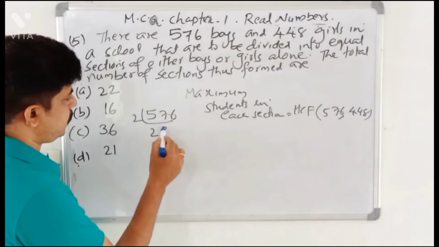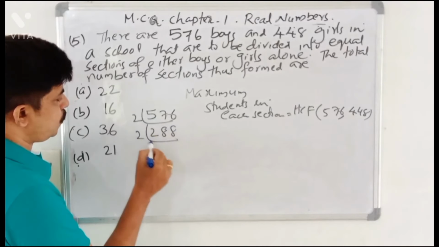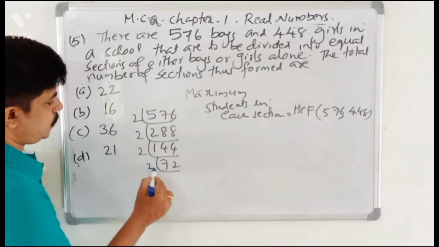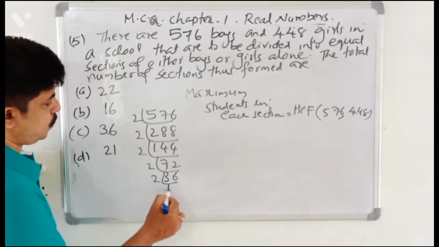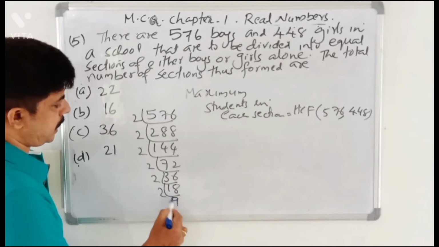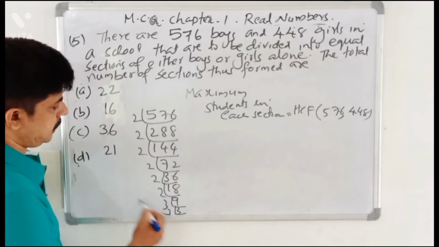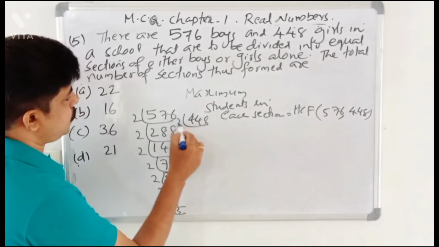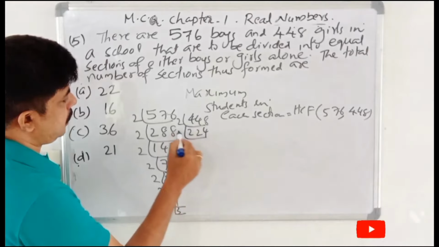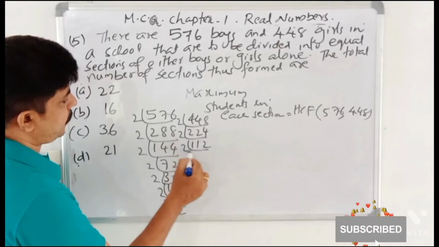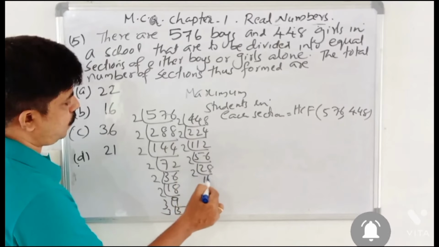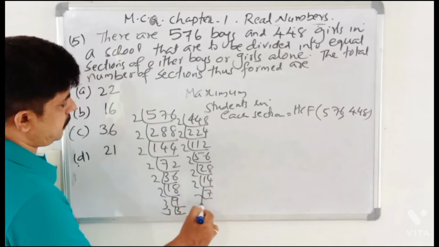2 times 288 is 576, 2 times 144, 2 times 72, 2 times 36, 2 times 18, 2 times 9, 3 times 3. Like this, for 448 the prime factors we have are 2 times 224, 2 times 112, 2 times 56, 2 times 28, 2 times 14, 2 times 7, 7 times 1.